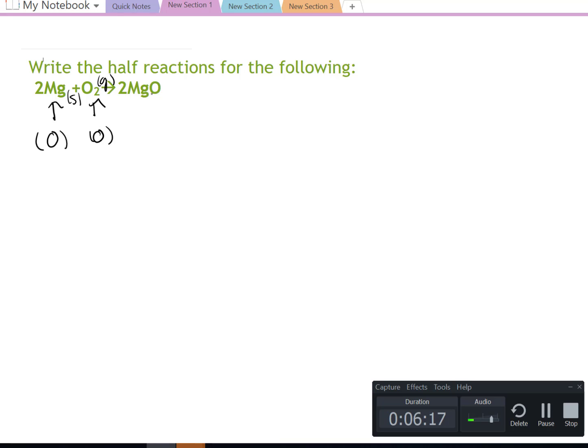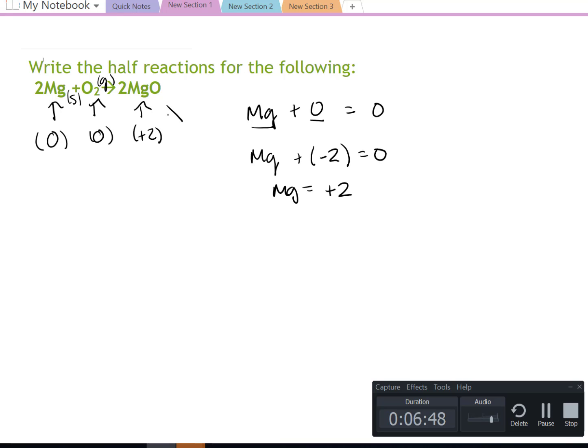Then we have magnesium oxide. Magnesium plus oxygen is equal to 0. So what are the oxidation numbers for each of these elements? We don't know magnesium, so it's going to be based upon oxygen, which we know is -2 based upon that chart. Then magnesium would have to be +2. So we have +2, and oxygen is -2.